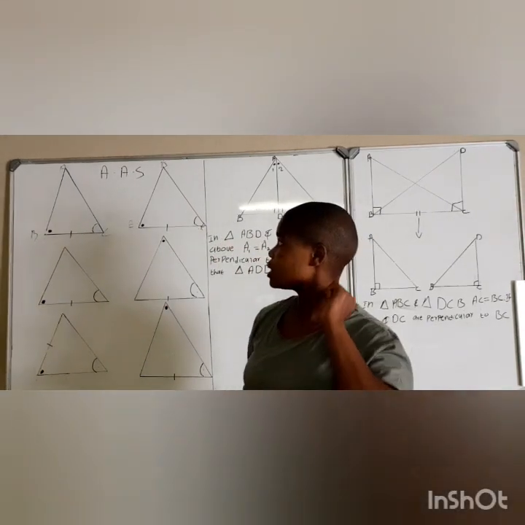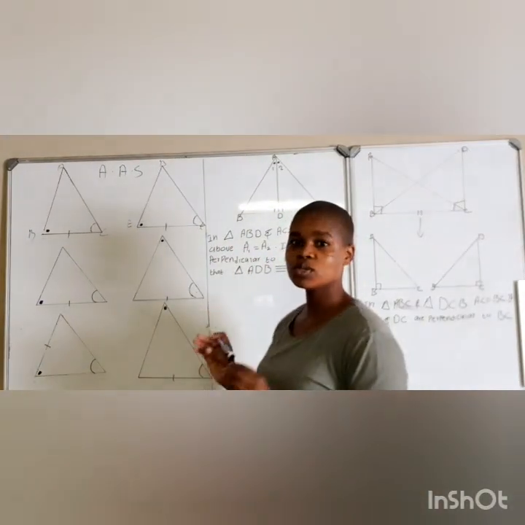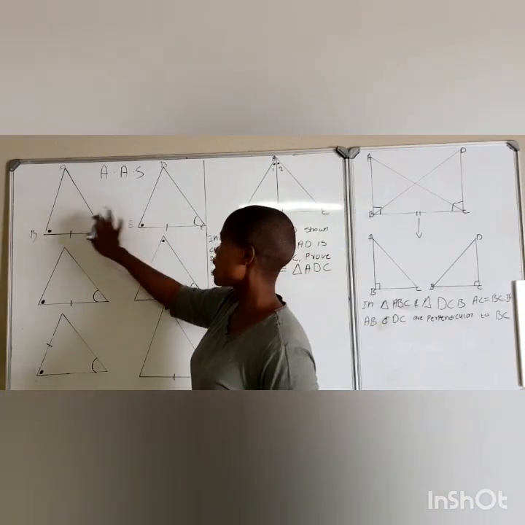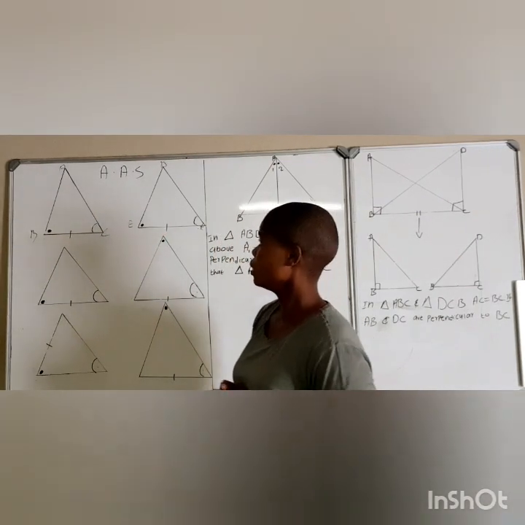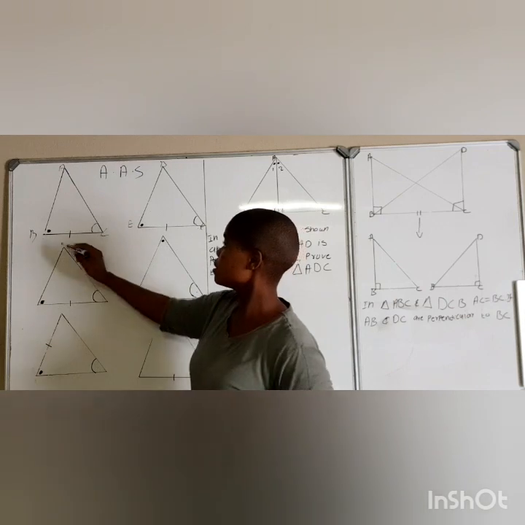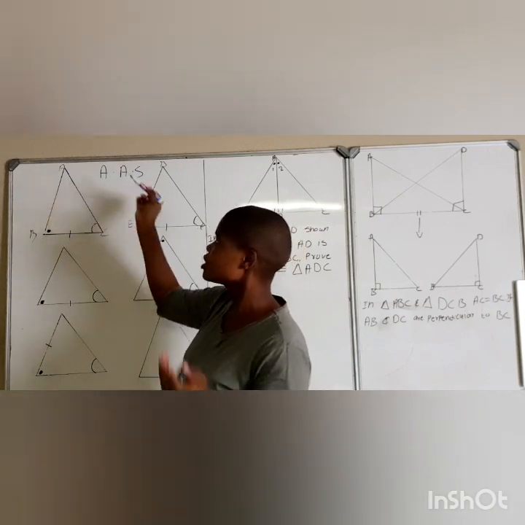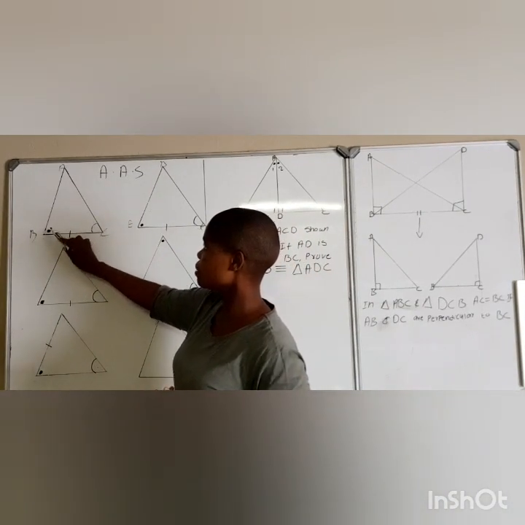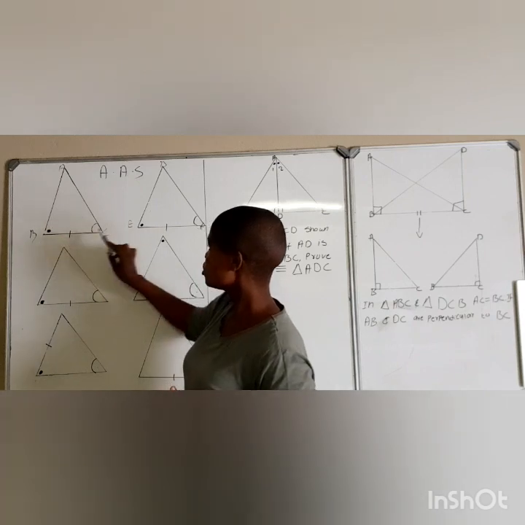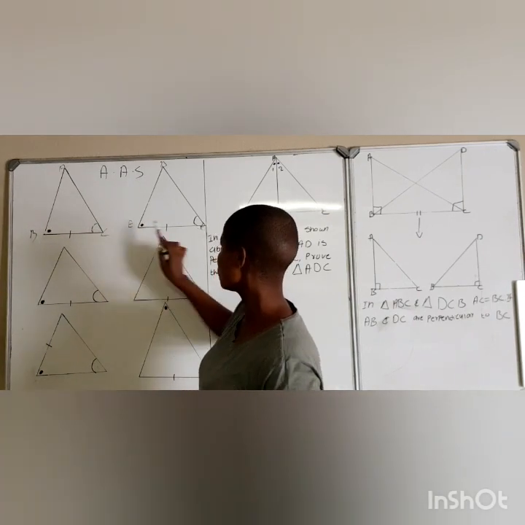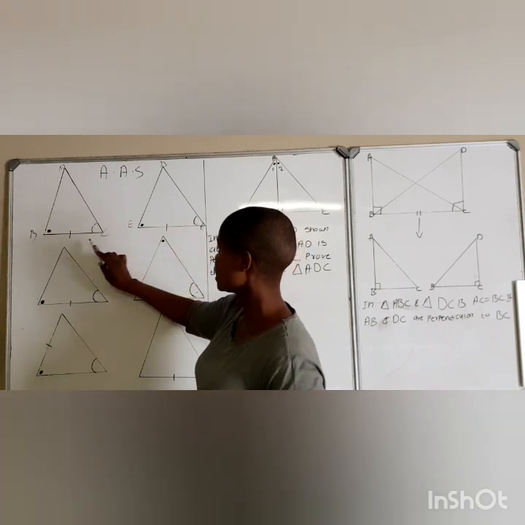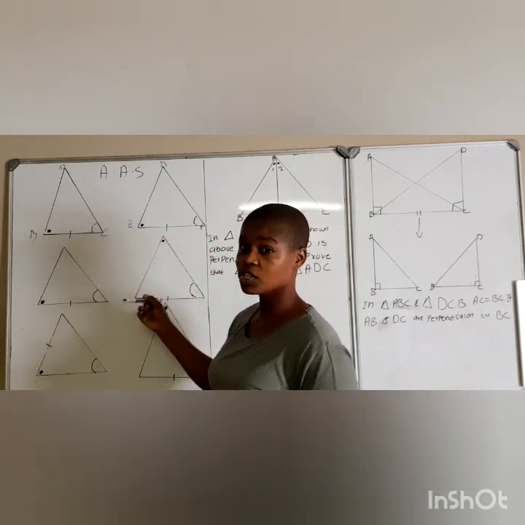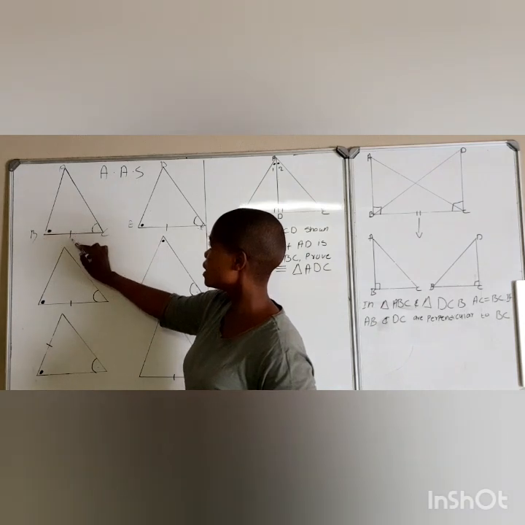Boys and girls, I want you to know something. You must always work with the information that you are given. So let us look at these two triangles. What do I have? Obviously every triangle has three angles, but now I have information that I am given: angle B is equal to angle E, angle C is equal to angle F, and side BC is equal to side EF. This information is given simply because of these dots that I have here.